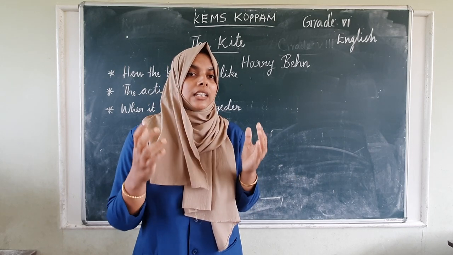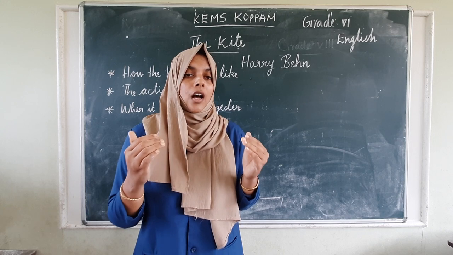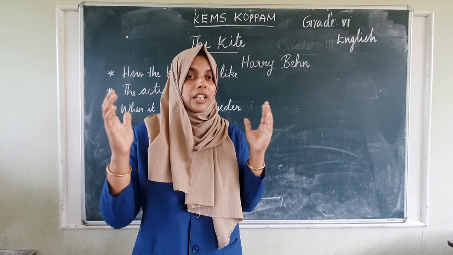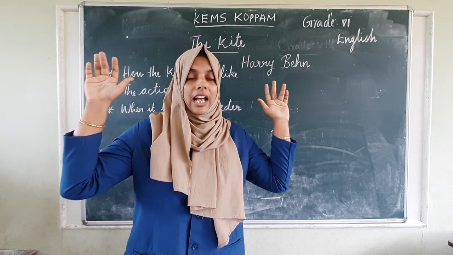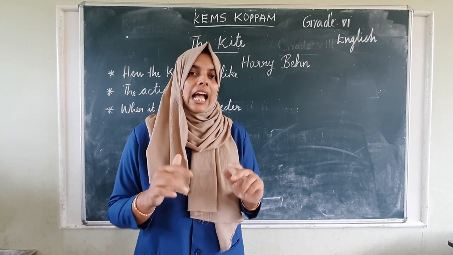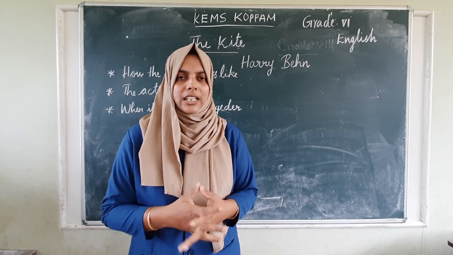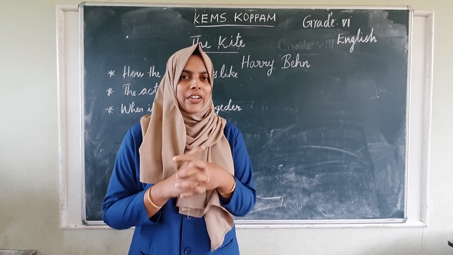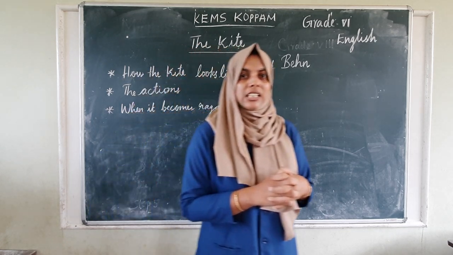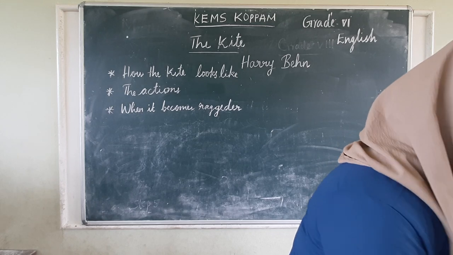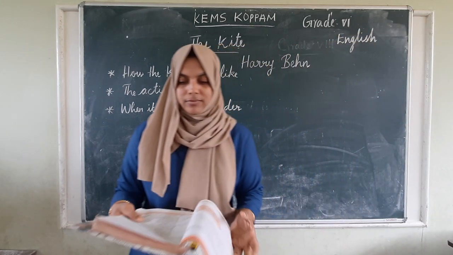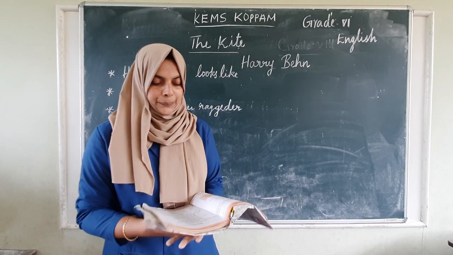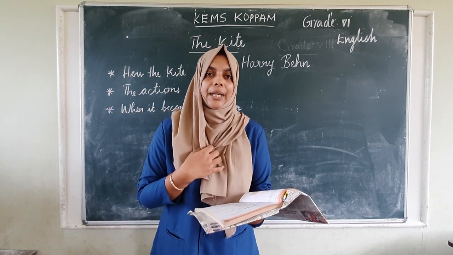Okay, so the poet is explaining in the poem how the kite looks when it is new, the actions of the kite when it is flying high up in the sky, and what happens to it when it is torn. So let us read the poem. Take your textbook. Page number is 27. The name of the poem is The Kite. It's written by Harry Behn.